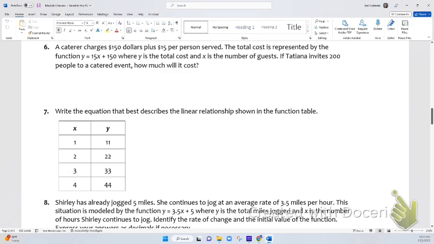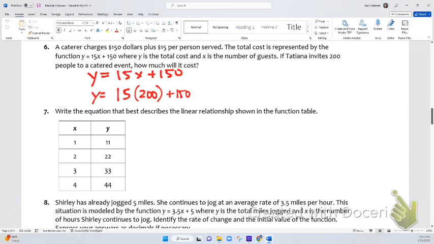A caterer charges $150 plus $15 per person served. The total cost is represented by the function y equals 15x plus 150, where y is the total cost and x is the number of guests. If Tatiana invites 200 people, call it a quinceañera, for example, how much will it cost? So we are simply going to use the equation y equals 15x plus 150. The x represents how many people are going to be served. So Tatiana is going to be paying to have 200 people served.